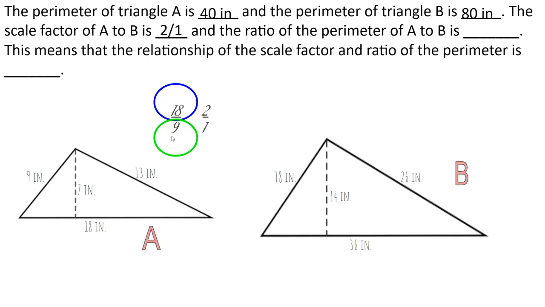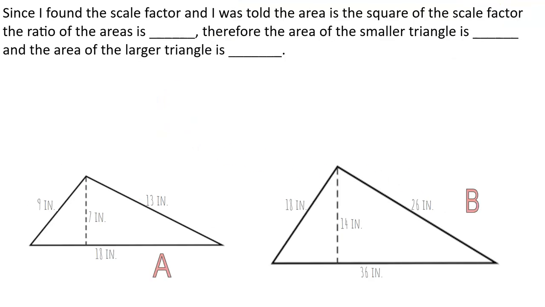The ratio of the perimeter of A to B is 80 to 40. This can be simplified to 2 to 1. This means that the relationship of the scale factor and the relationship of the ratio of the perimeter is the same.